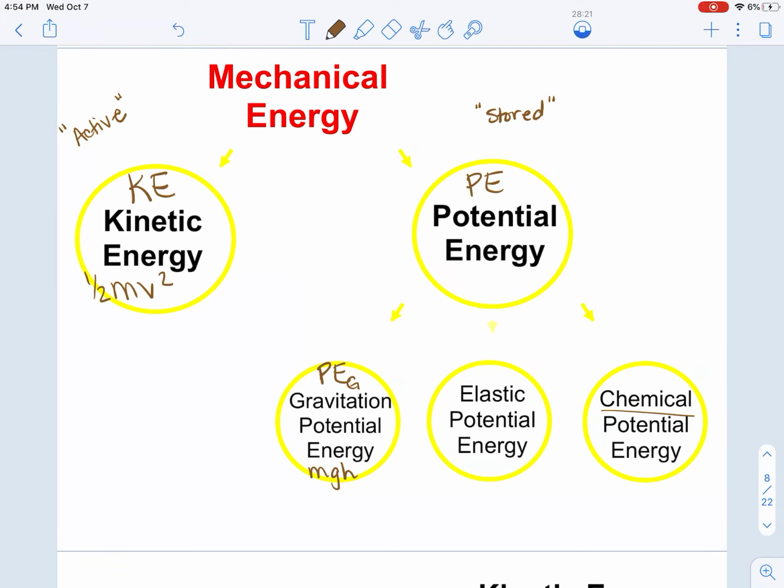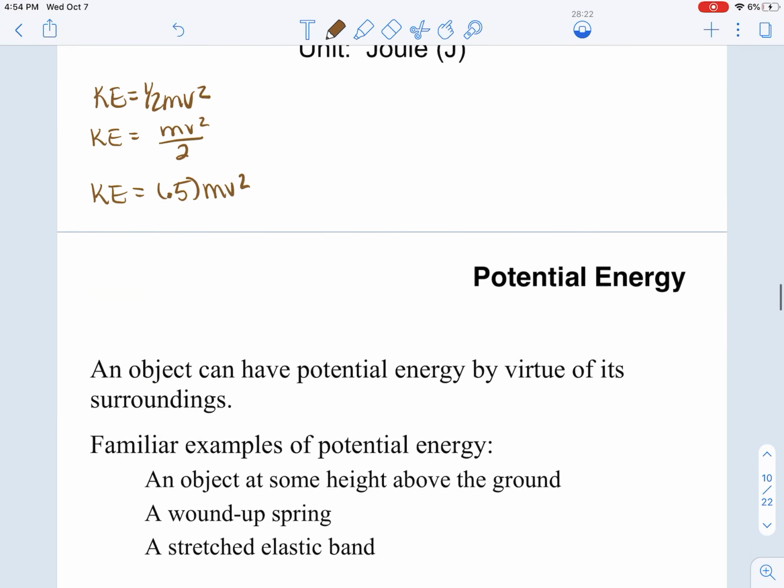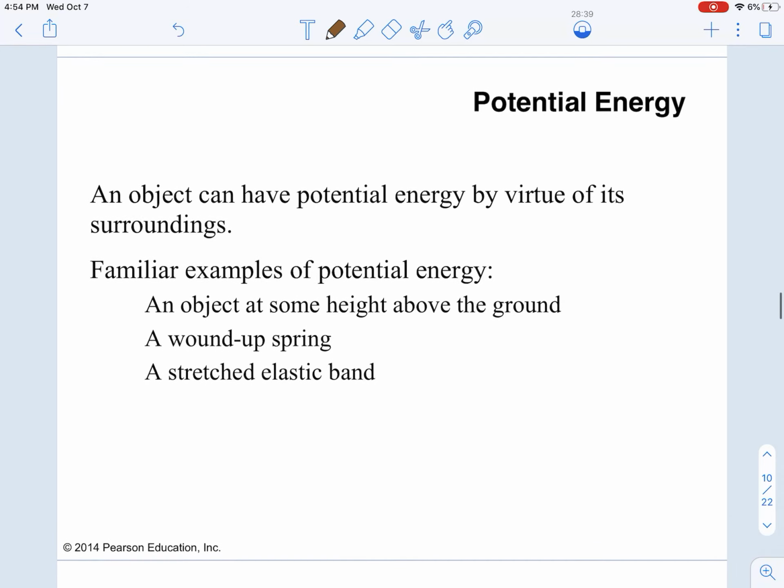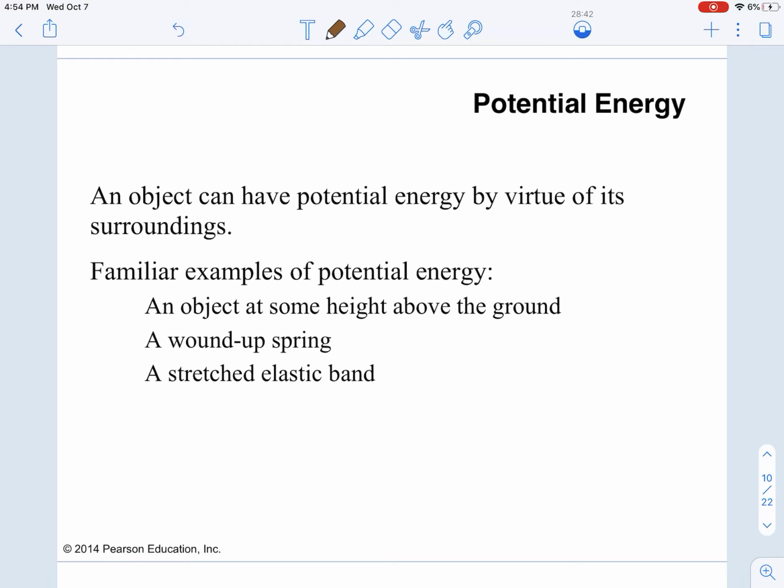Now, if we are talking about potential energy in general, then it is stored up energy, but it's going to be dependent upon the situation, okay? We need to identify what is our system, what is our environment surrounding our object, or determining what's important and what's influential in that system or in that situation. So for right now, we're going to focus on this first example, an object at some height above the ground.